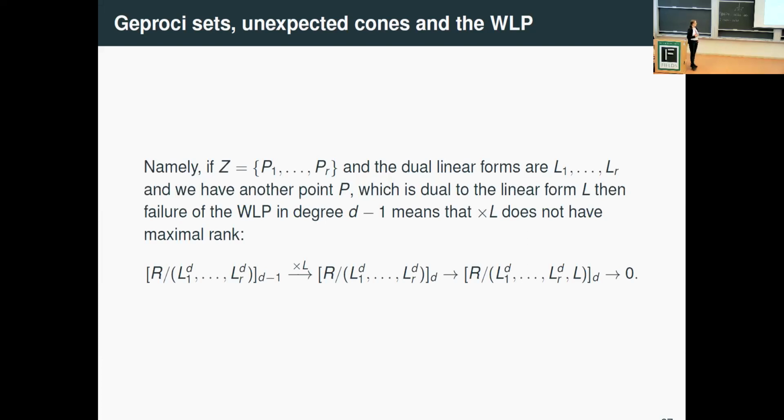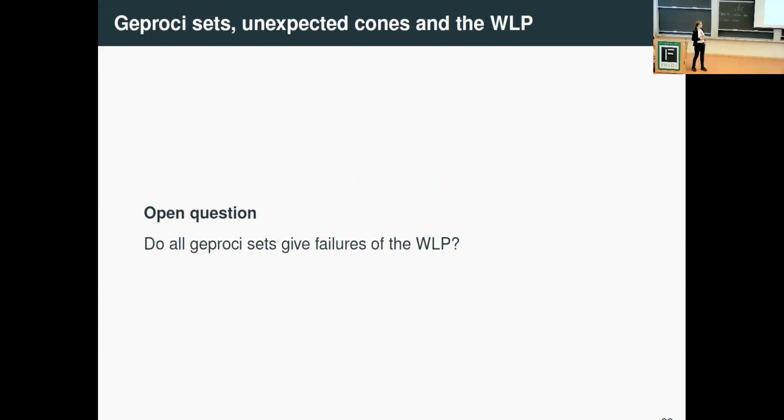So now, because we know that these cones exist, for example for D4 and F4, we may ask a question: do all Geproci sets give failures of the weak Lefschetz property? And this is open. If there is an unexpected cone, we have the failure of the weak Lefschetz property. But if not, we don't know if there are Geproci sets which don't have this unexpected cone. And this is how we come to half-grids.